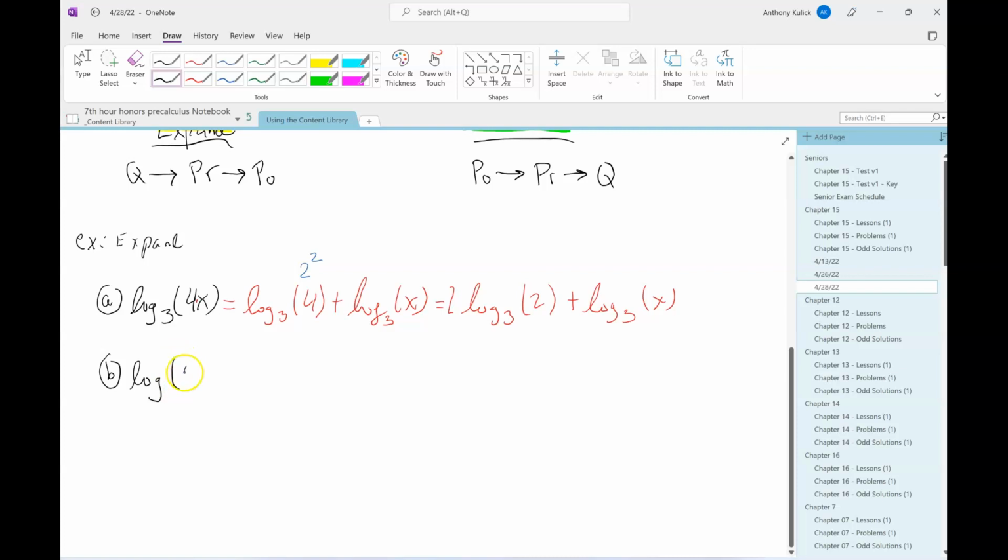Next example here is log of 3ab. I'm sorry, 3ab to the 5th.